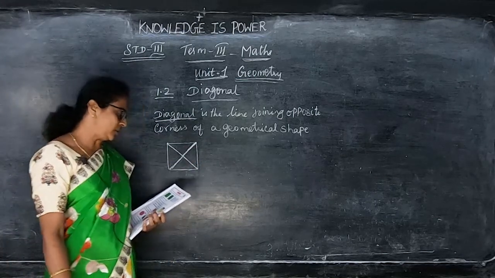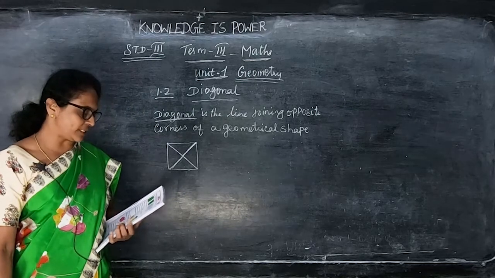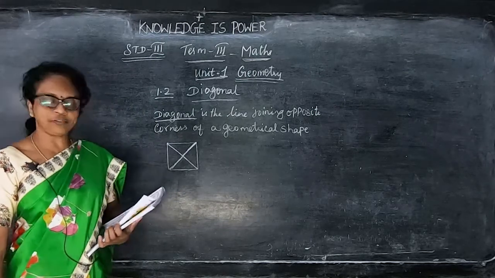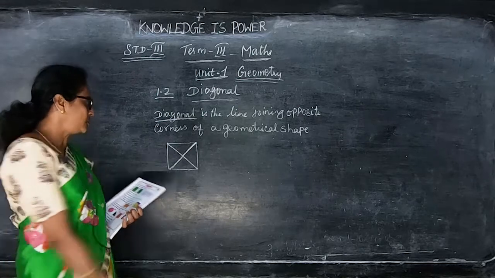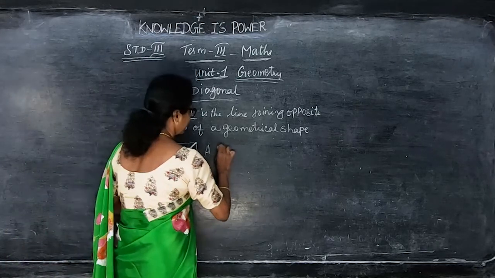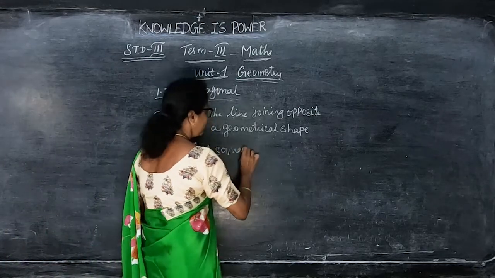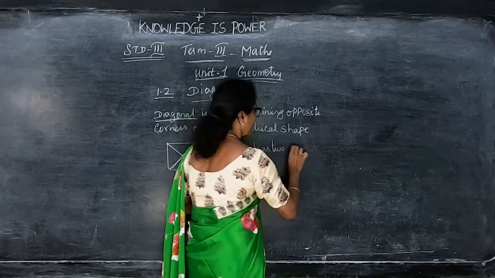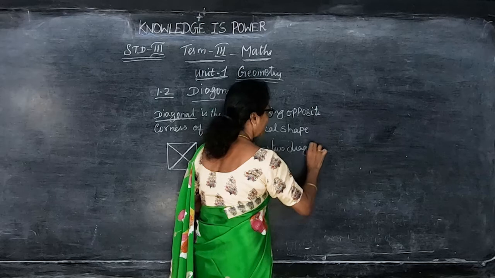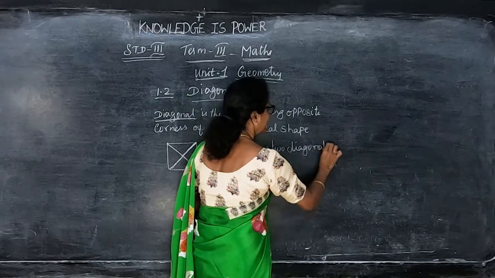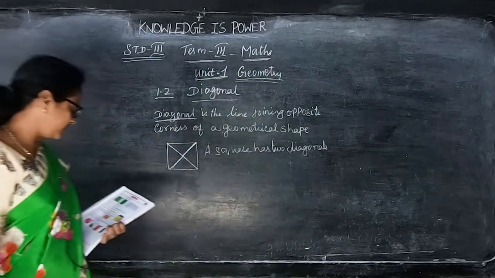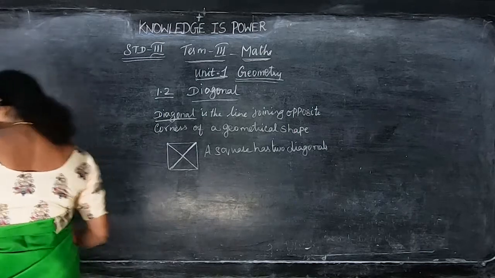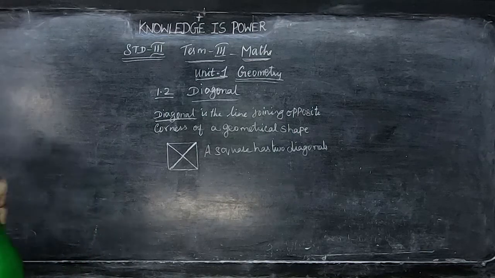The line joining the opposite corner of the square is called the diagonal of the square. So the square has two diagonals. The square how many diagonals? Square has two diagonals. Okay. Now the next one is, so it has got two diagonals. What about the diagonal of a cube? How many diagonals does a cube have, let's see.